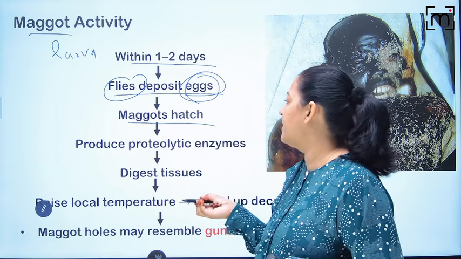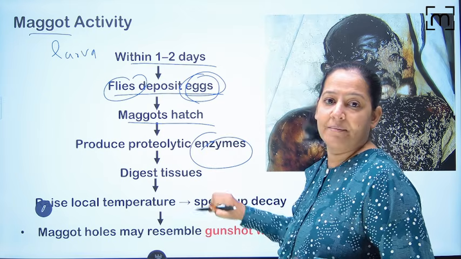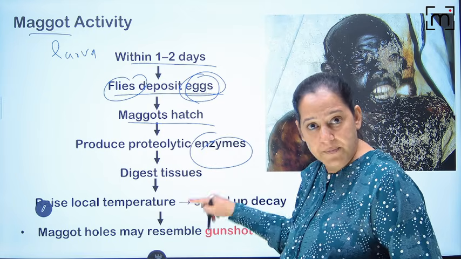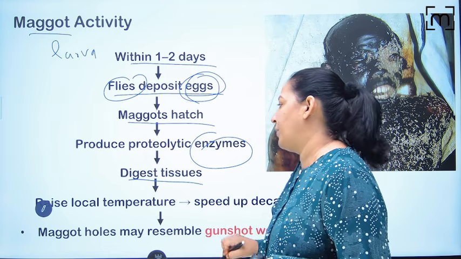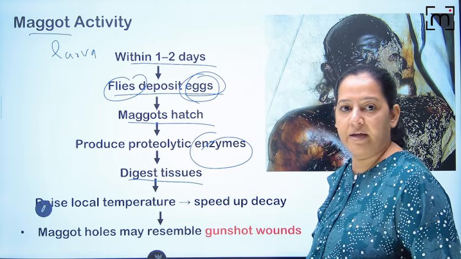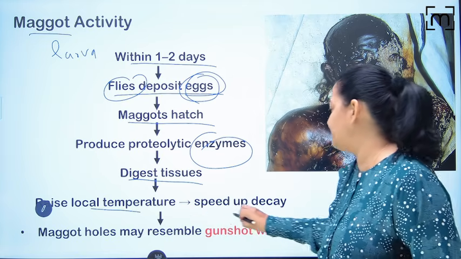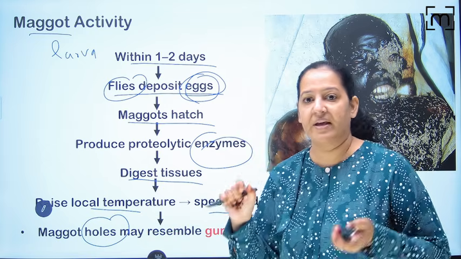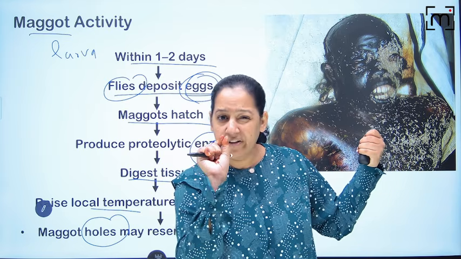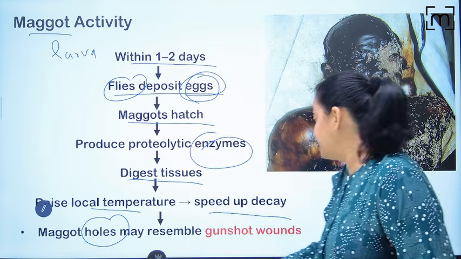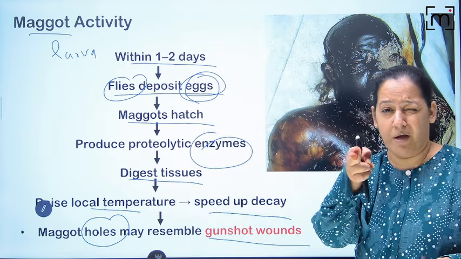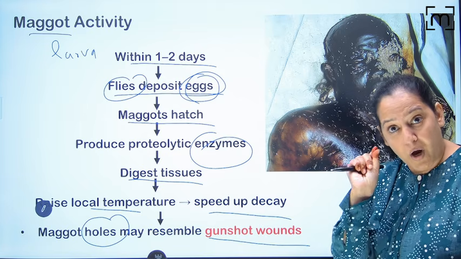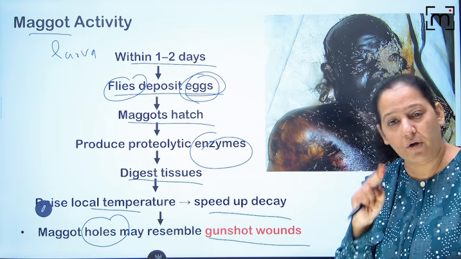Maggots produce enzymes. These are the external enzymes. Again, they digest the dead body. If the temperature is high, it speeds up the decay, and maggots create holes in the dead body. You can see the maggots in the dead body. They are creating small holes in the dead body, which resemble gunshot wounds. So maggots' holes resemble gunshot wounds.